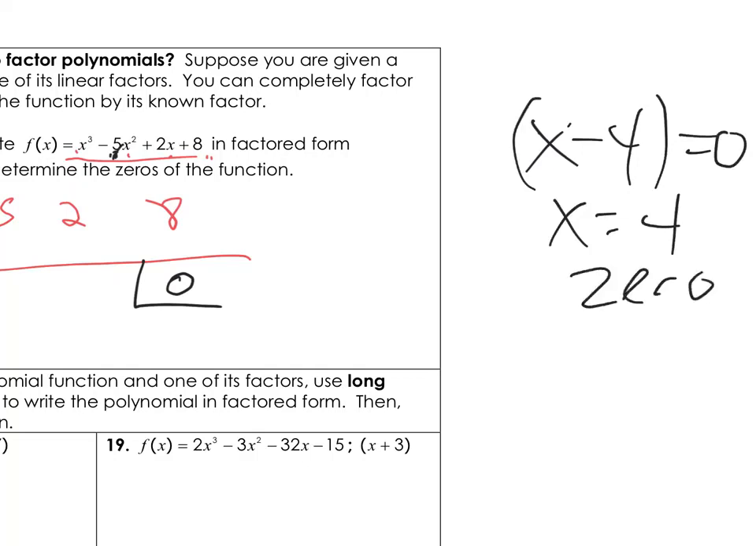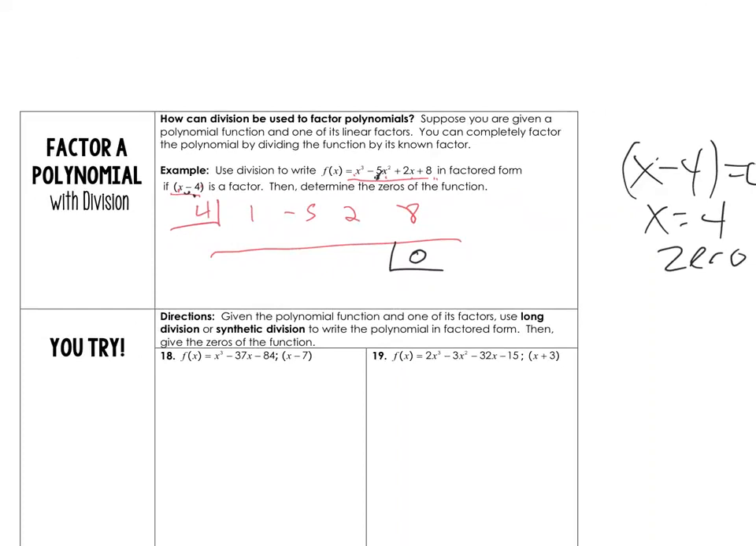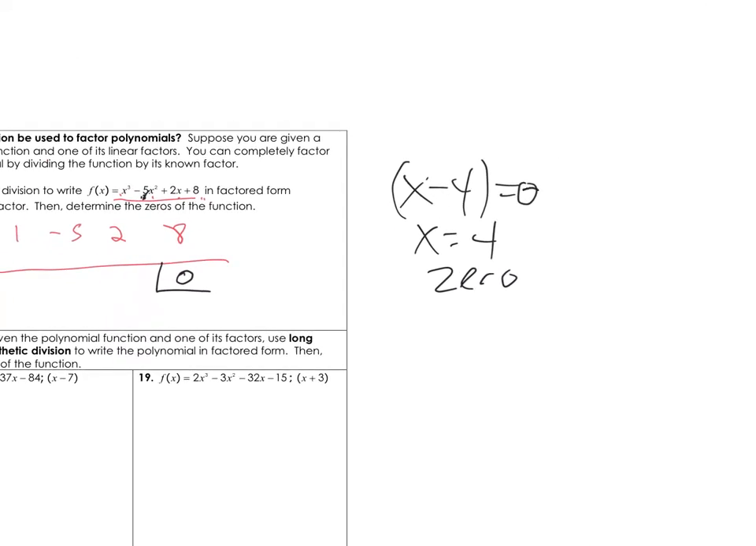So if it is a factor, then we found one of the zeros. And since it was a cubic, I could have 3 zeros. Wait, where did you get the 0 from? Did you just put it there? Yeah, I just put it there.